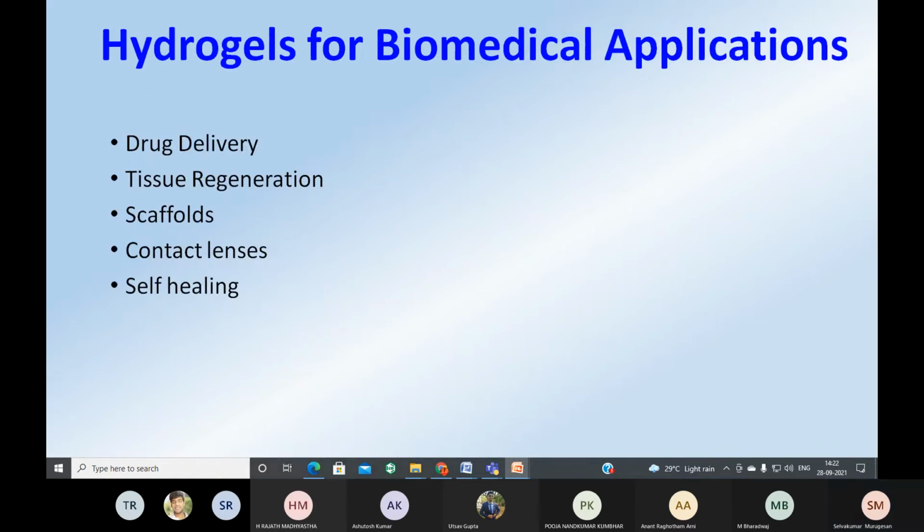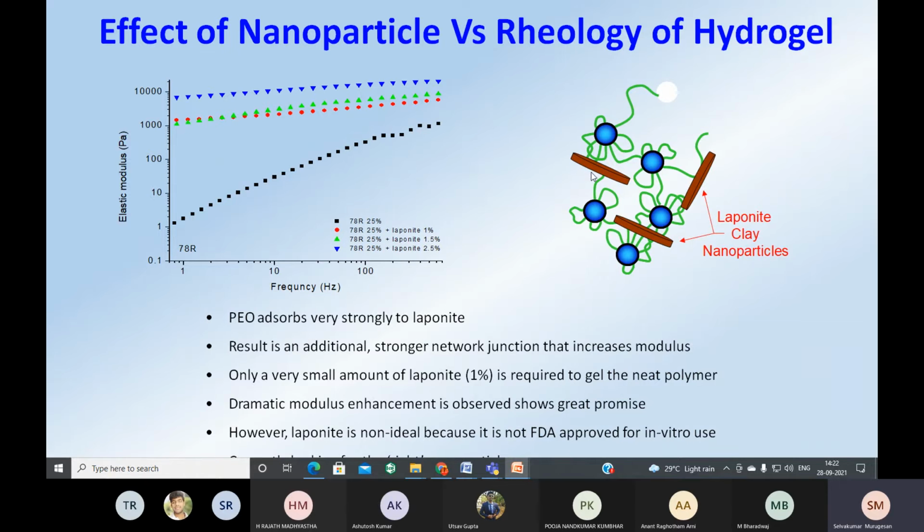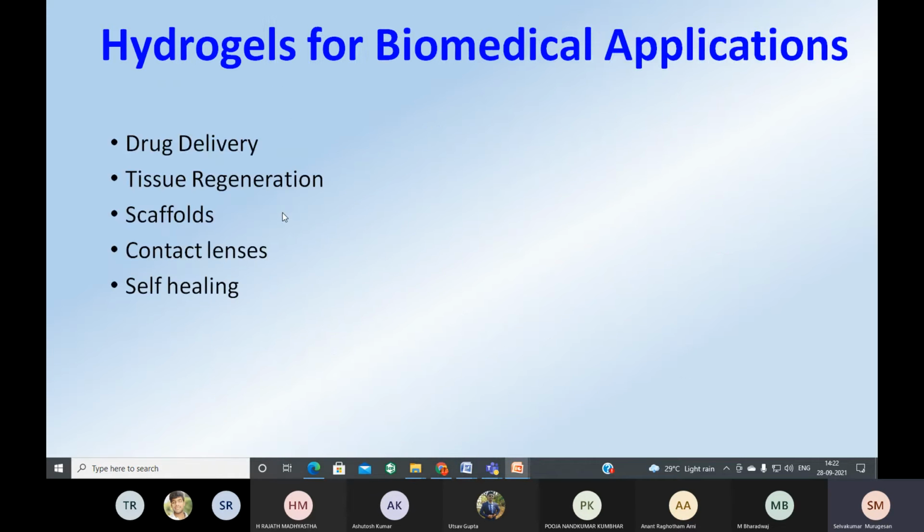So, for example, if the nanoparticles are not at all interacting with this protein or the hydrogel, you will not have this kind of difference between these materials. Rather, you get a similar profile, a similar rheology curve.